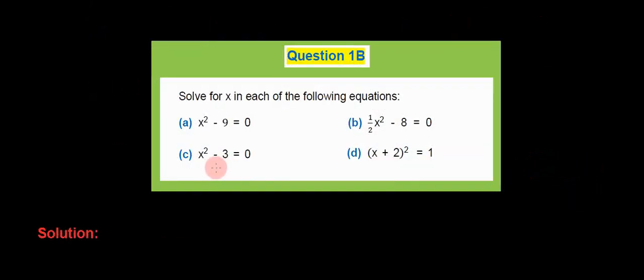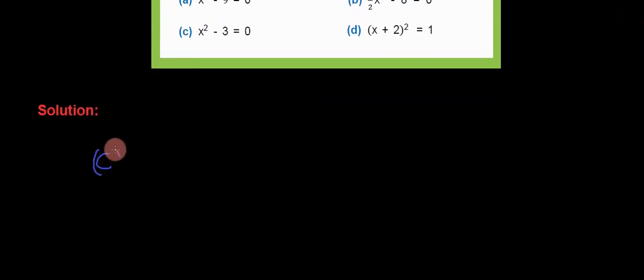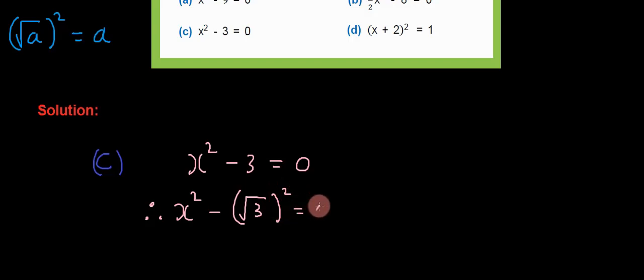Then in C, we have x squared minus 3 equals 0, and we need to solve for x. This is not a difference of squares because 3 is not a perfect square. So we can use this rule of thirds again that says the square root of a all squared is equal to a, in order to turn this into a difference of squares. So we can rewrite the 3: x squared minus the square root of 3 all squared equals 0.